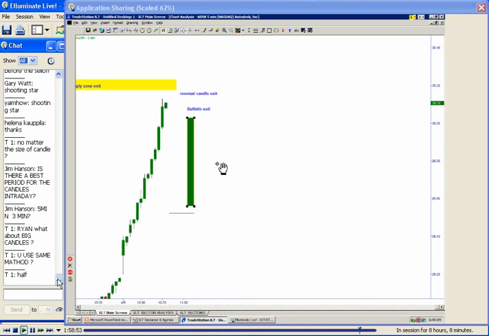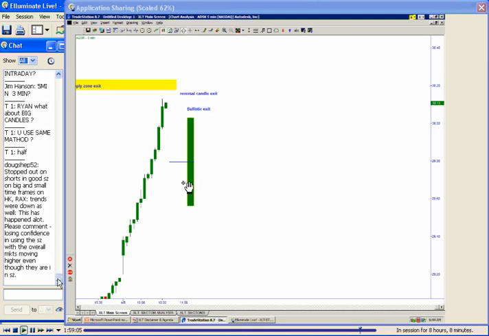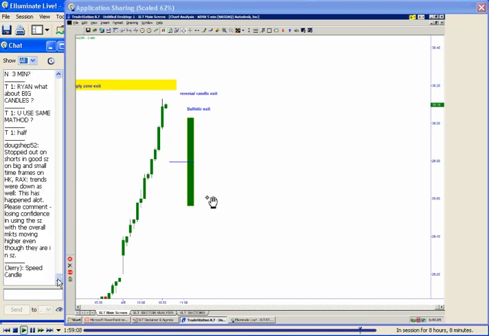Yes, you can use half as well. Because if you have a huge green candle, you can count that as almost 2 or 3 candles. So you can move it to half as well. There's nothing wrong with that, because we don't want to take such a gigantic drawdown on that. Yeah, it's a big speed candle like that.